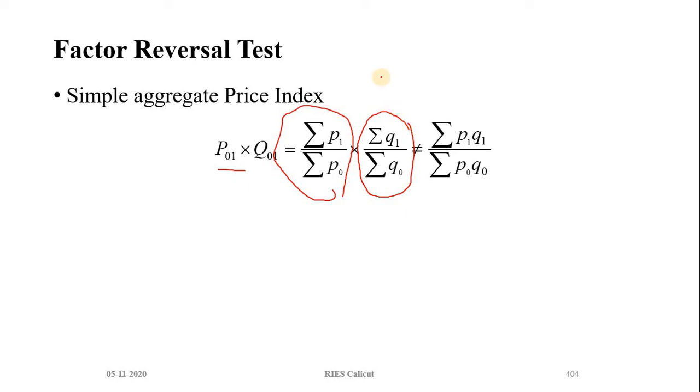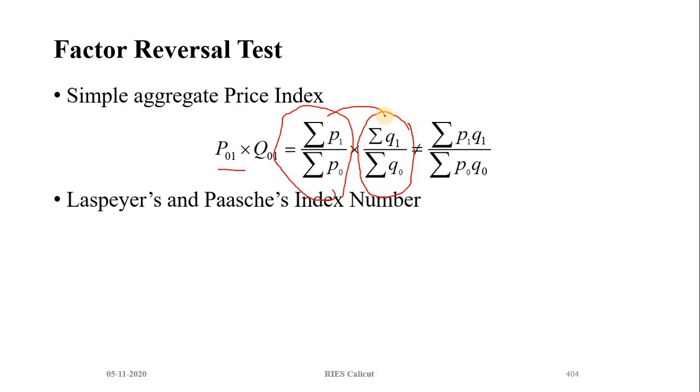If you simply look at this value, you may first say that sigma P1 multiplied by sigma Q1 will be the same. But if you multiply sigma P1 into sigma Q1, you won't get sigma P1 Q1. We can check that numerically using an example later.